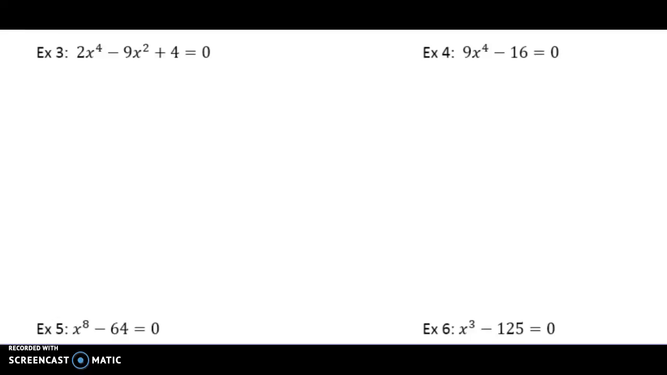Our main goal for the rest of today is to solve polynomials. So first, in order to solve, they have to be factored, because then we set the factors equal to 0. So how do we first factor number 3? A times C would be 8. There is no GCF. What factors of positive 8 add to negative 9?